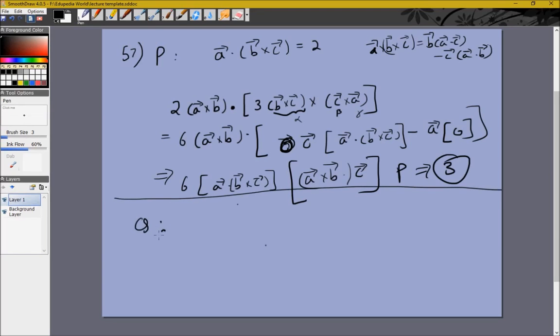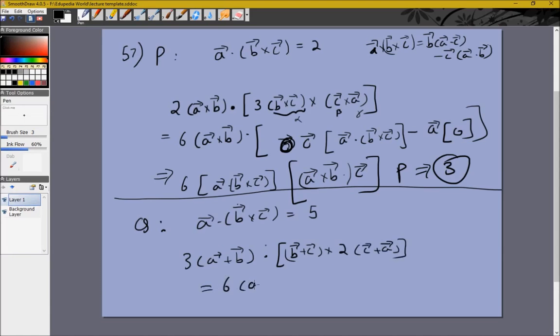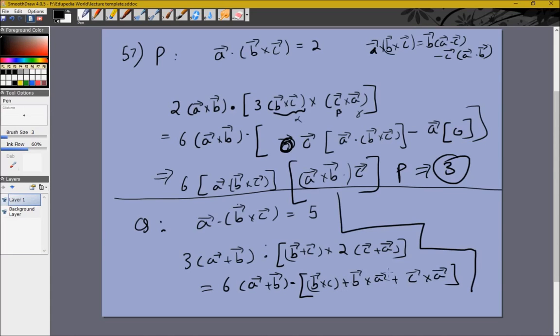Similarly, let's do Q. We are given A dot B cross C is 5 and we need 3A plus B dot B plus C cross 2 times C plus A, which is 6 times A plus B dot 2 times B, this is B cross C plus B cross A plus C cross C is 0 and C cross A. Now A plus B dot this, right? That means A dot this plus B dot this.